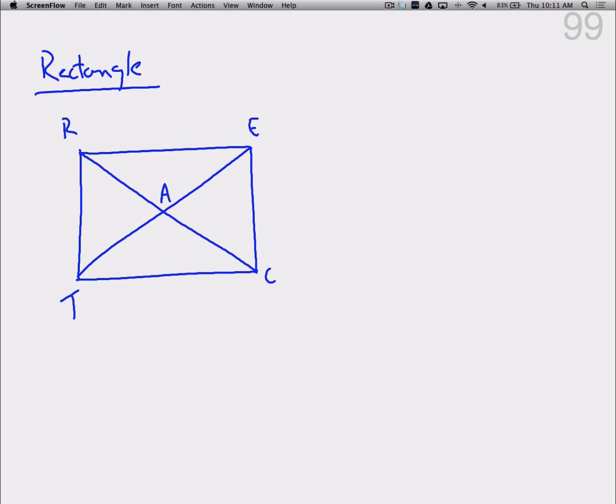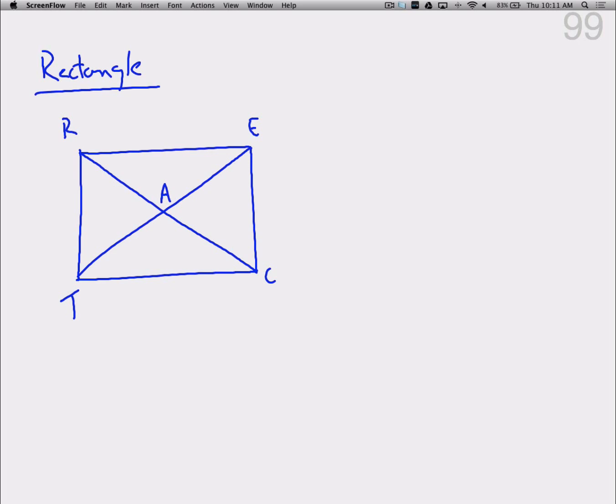Okay, so we're going to start with rectangle. Make sure everybody's on the same page. You should have watched the video, so you should be able to answer the following question, which Will has been kind enough to volunteer for. Tell me what you know about that rectangle, Will.